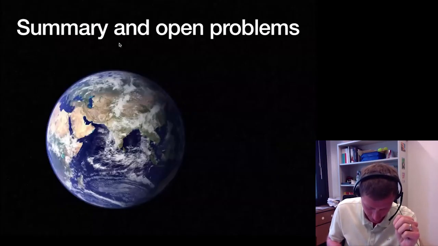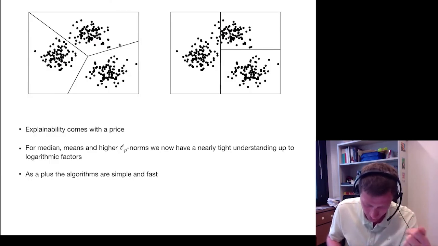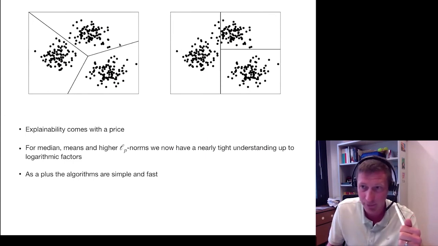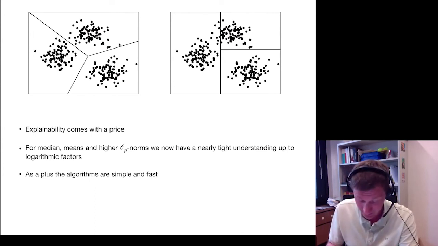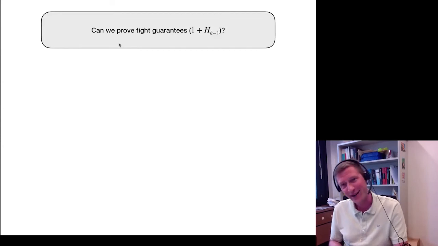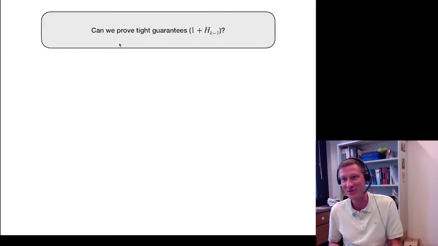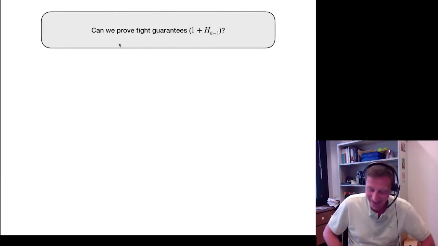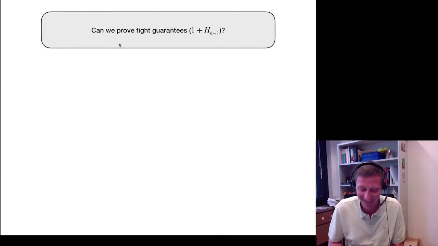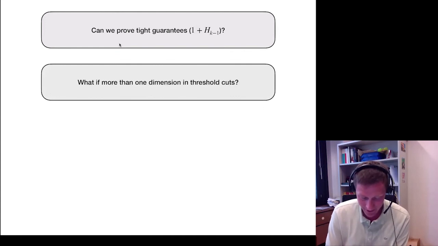Okay, so summary and some open problems. So we came to see that explainability comes with a price, but it's limited. The algorithms are simple, right? Uniform at random, and they give close to tight guarantees. And I conjecture that at least for k-median, it gives tight guarantees. I like this question. So can we prove if it's true? It's a very nice guarantee. It's cool to have such clean guarantees for this problem.